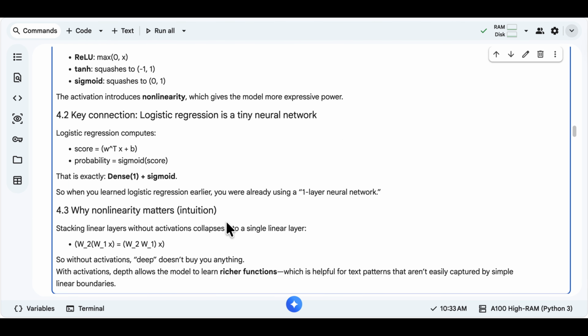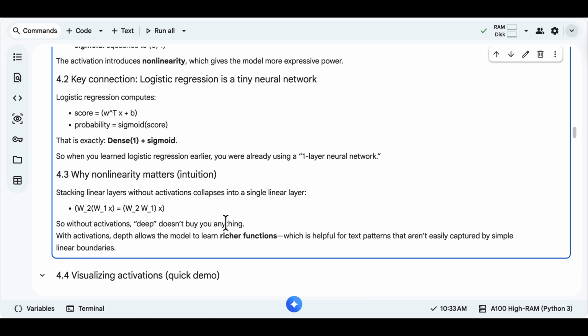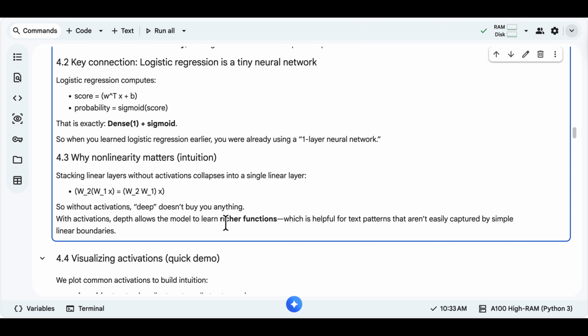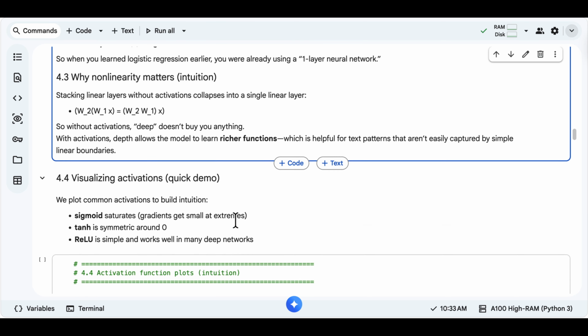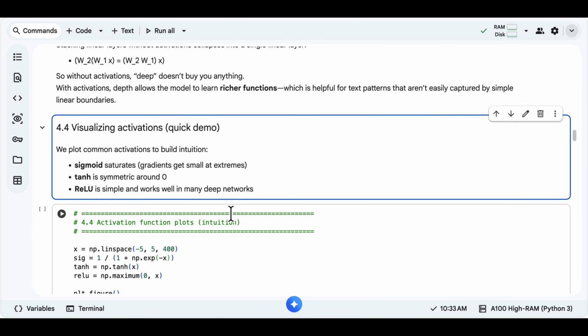For example, a linear model might miss interactions such as a word becoming negative only when another nearby word changes its meaning. This is also where we connect back to logistic regression. Logistic regression is already a tiny neural network. It is basically one dense layer followed by a sigmoid that converts the score into a probability. This cell prepares us to visualize three common activation functions.